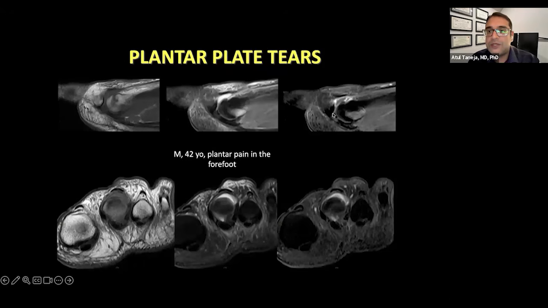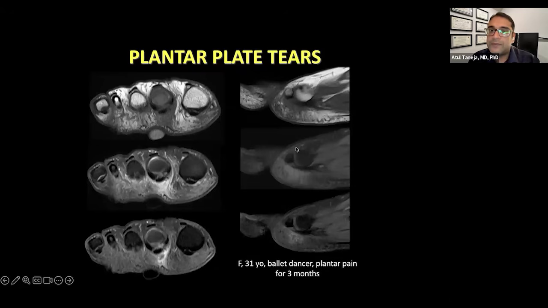As I was showing you, we have a defect at the plantar plate at its attachment to the proximal phalanx. And when we see in the short axis, a defect on the lateral aspect of the distal attachment. So we have a classic second MTP plantar plate tear.